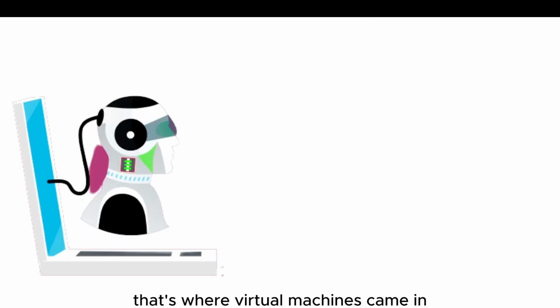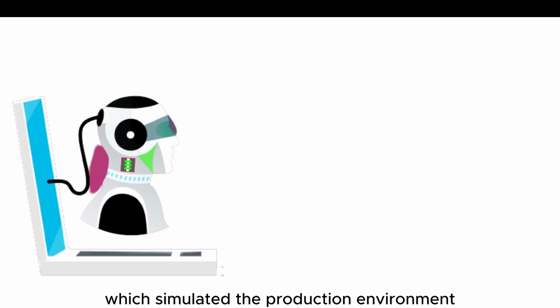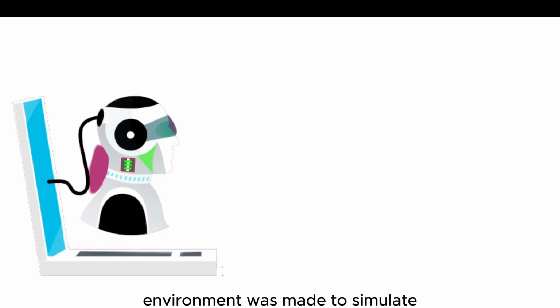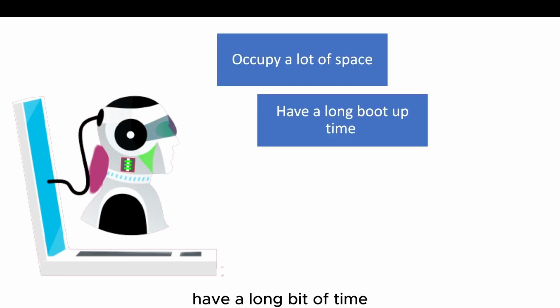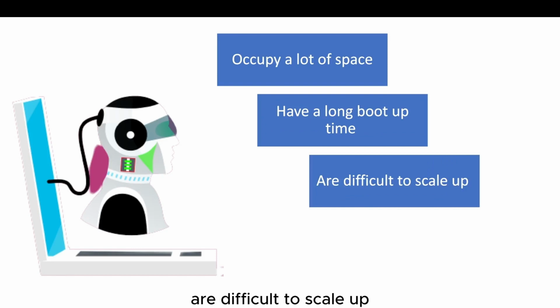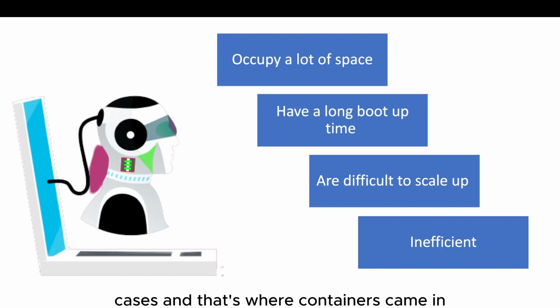That's where virtual machines came in. Testing environments were either done on virtual machines, which simulated the production environment, or the production environment was made to simulate the testing environment using virtual machines. There's also a 1 minute video that explains what virtual machines are in the description. However, virtual machines occupy a lot of space, have a long boot-up time, are difficult to scale up, and are generally way less efficient, making them less than ideal for many use cases.